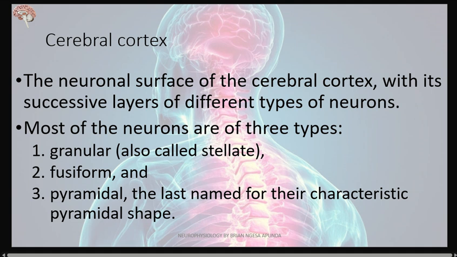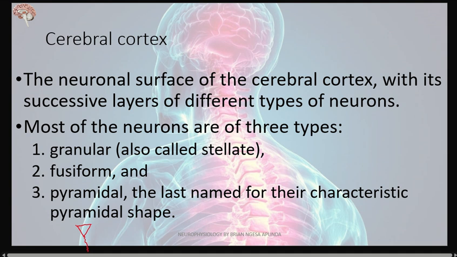So the neuronal surface of the cerebral cortex has successive layers of different types of neurons. We have 3 major types of neurons that we anticipate: the granular, also called the stellate, because of their shape; the fusiform; and the pyramidal. Remember the pyramidal tracts. They are named pyramidal tracts because they originate from the pyramidal area of the cerebral cortex, and their cell shapes are pyramidal, with descending axons sprouting out.